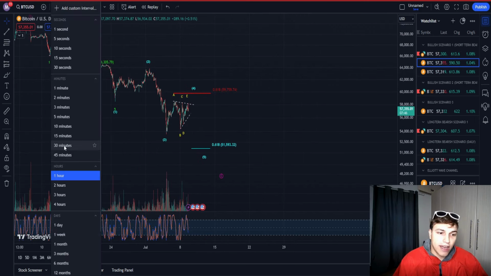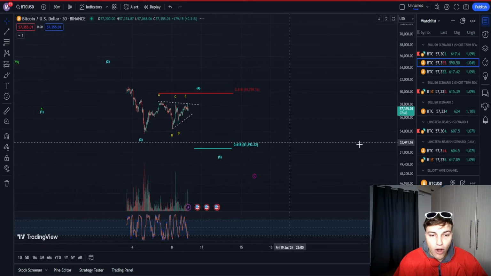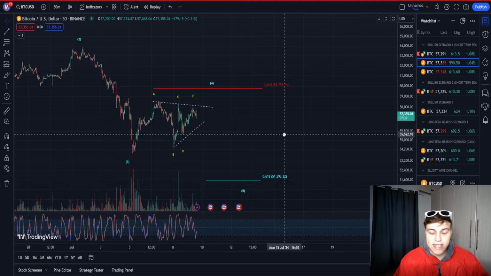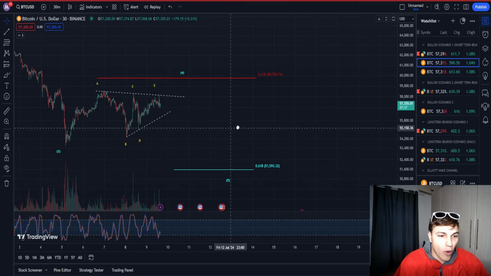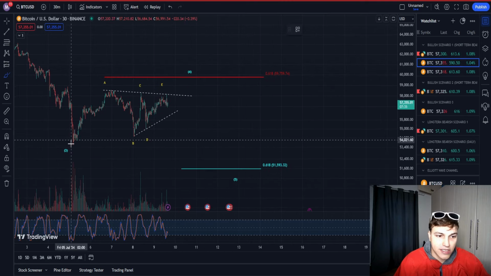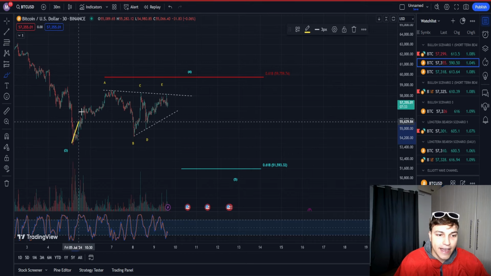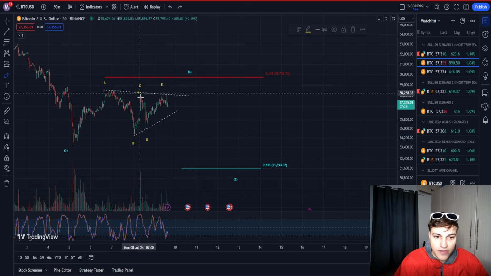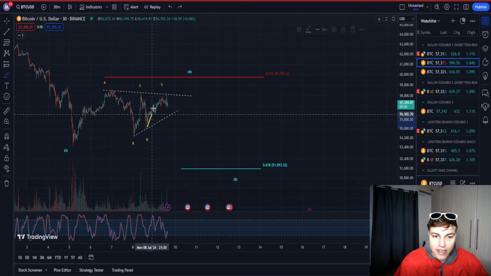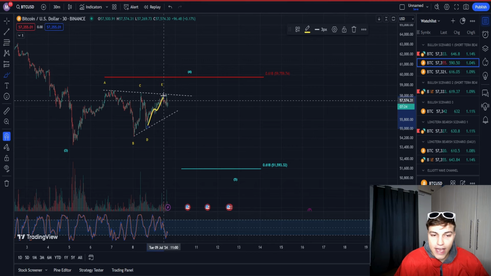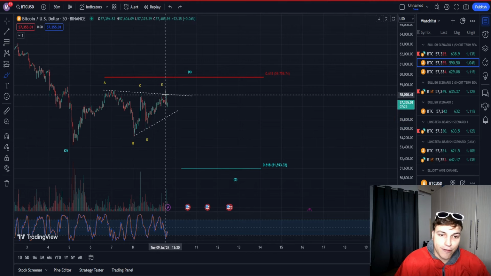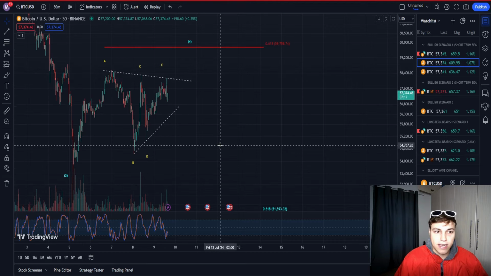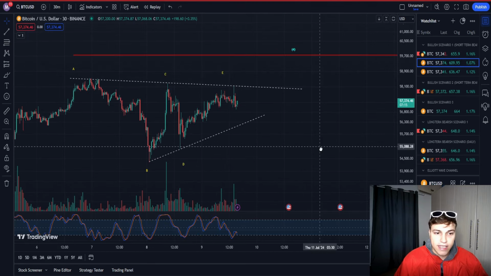Now, if we analyze this triangle from where we are, we can see that the A, B, C, D, and E wave should all be finished now. Counting this as an A in an ABC, this as a B, ABC, ABC, ABC in D, and another ABC in E, finishing on this correction. We did have some news today, so this little spike in the market was indeed that news.